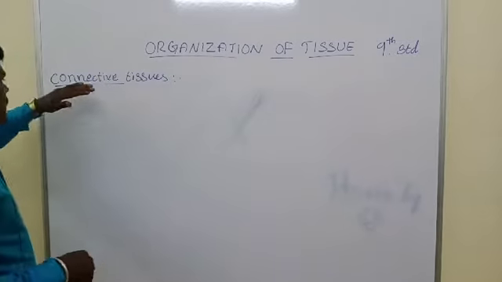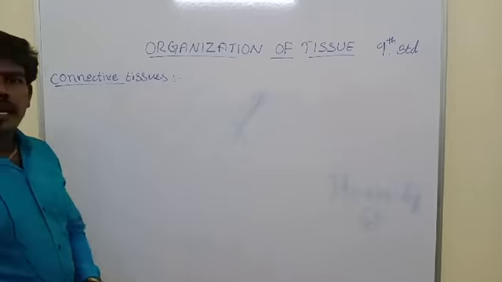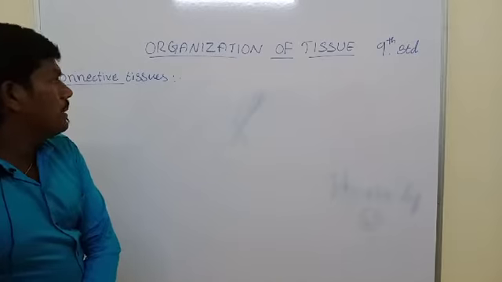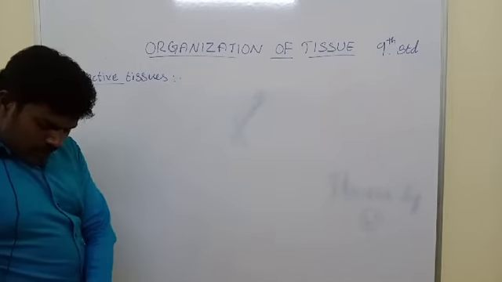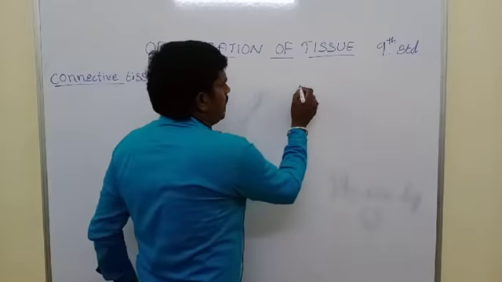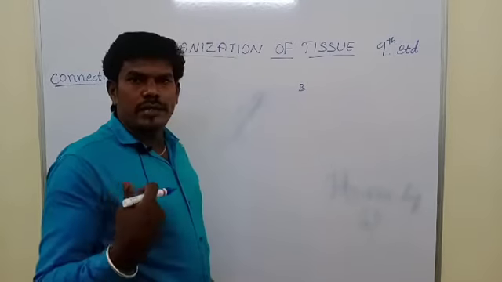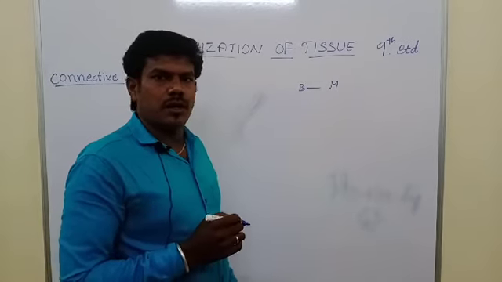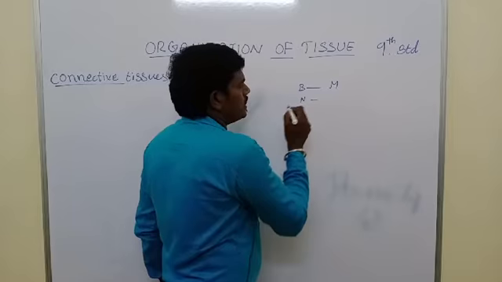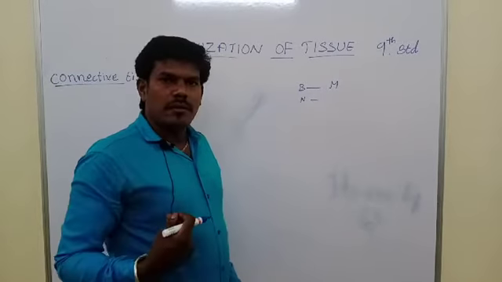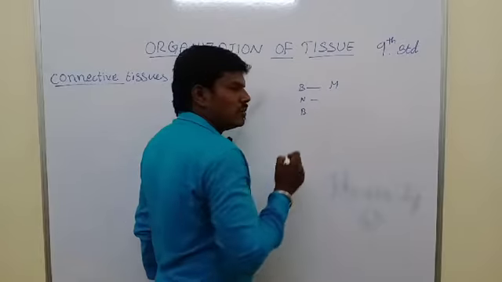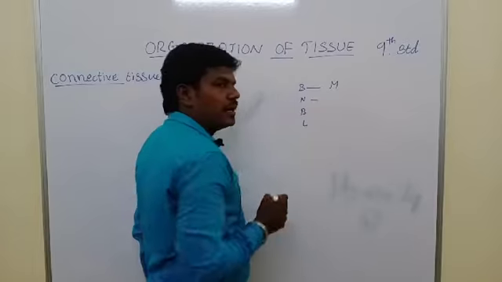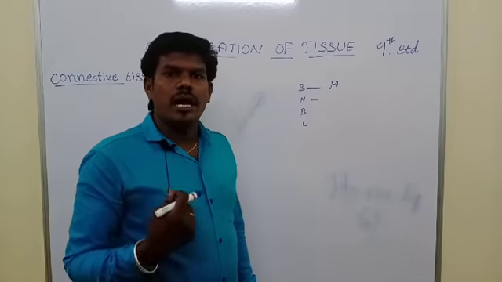See, very simple. These connective tissues are abundant and widely distributed. Abundant means they are present in maximum amount. A good example: blood is a connective tissue. Our blood is connective tissue, present in maximum quantity. Yes or no? And nerves are a connective tissue that is also present in maximum amount. And bone is a connective tissue, also present in maximum amount. And lymph is also present in maximum amount in our body.